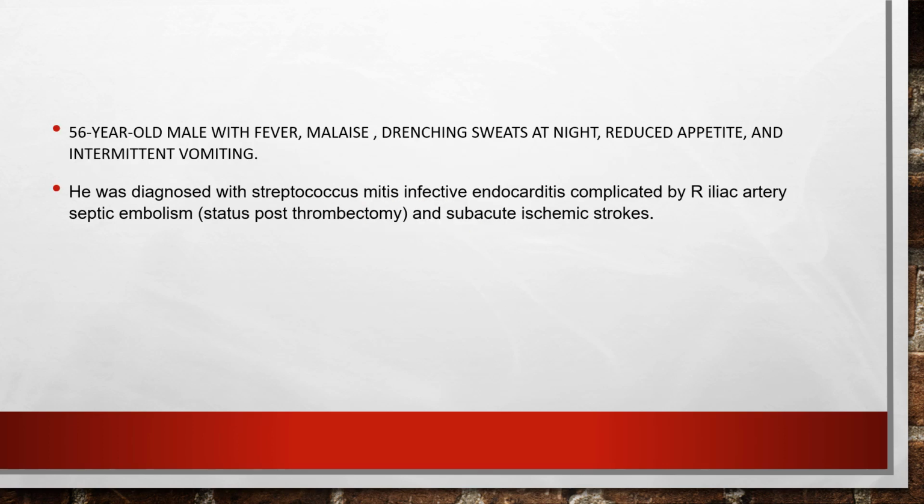Case 5 is a 56-year-old male with fever, malaise, drenching sweats at night, reduced appetite, and intermittent vomiting. He was diagnosed with Streptococcus infective endocarditis, complicated by right iliac artery septic embolism while he was waiting for transfer. He underwent thrombectomy, and CT scan as a form of imaging showed a subacute ischemic stroke.